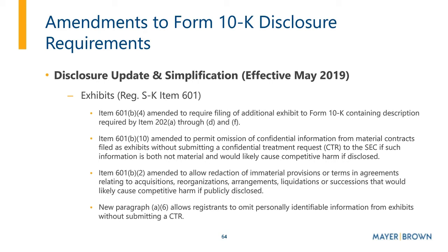And finally, a new paragraph, A6 of Item 601, allows companies to omit personally identifiable information from exhibits without having to submit a CTR.